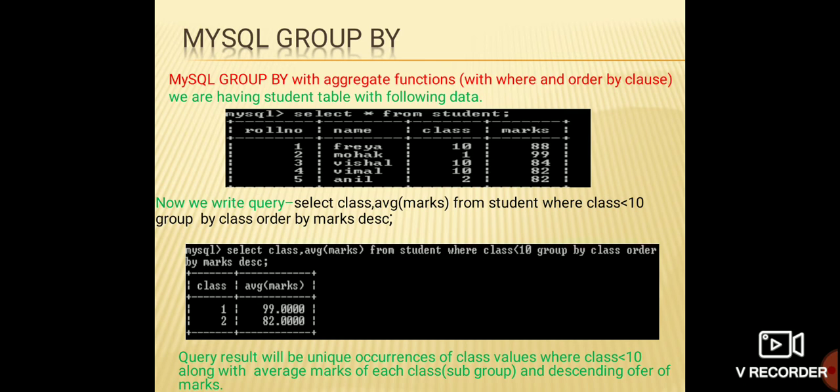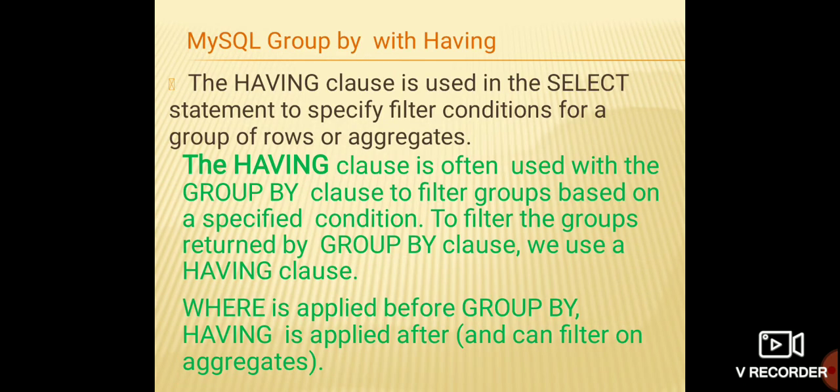Marks. Okay, next is having. The having clause is used in the select statement to specify a filter condition for a group of rows or aggregate. Okay, so in the having clause you basically see that with the help of group by we use the having clause. But you will say now, madam, in the group by clause we have also used some condition by applying the where clause. Then what is the use of the having clause? What is the difference between these two, where and having?